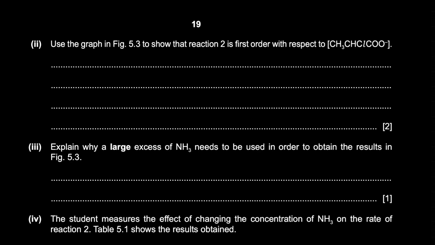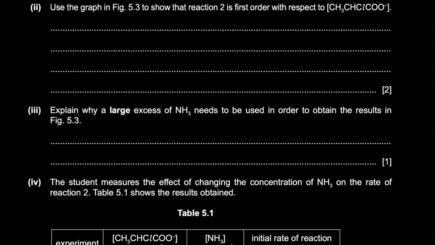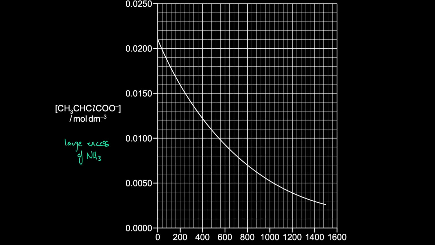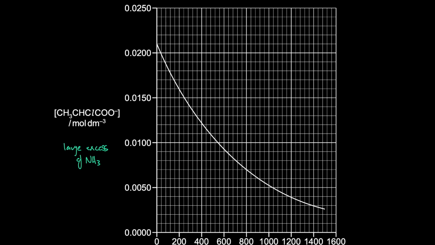Use the graph in figure 5.3 to show the reaction is first order with respect to this ion. So we want to show that it's first order with respect to this. So what can we use over here? If you guys remember, what about half-lives can we use? I'll give you a hint: the hint over here is half-lives. We know that if it's first order, it'll have a constant half-life.